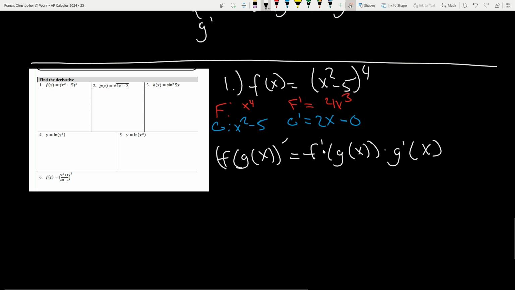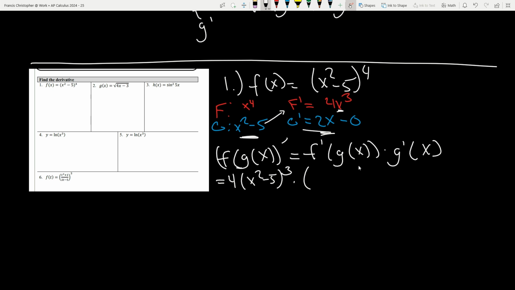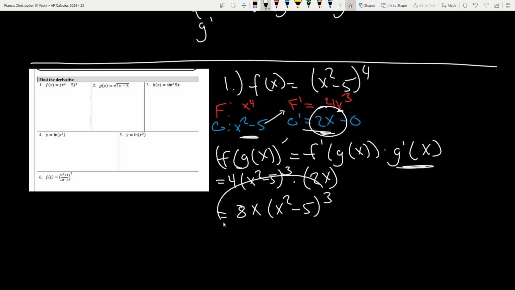So treating g as our input for f prime of x, we put this into here because g is our input. And that's going to be equal to 4 times, and everywhere I see an x, I'm going to put in g, which is x squared minus 5. And then this tells me to cube it. And then multiply by, don't forget, the g prime of x, which is 2x. And then I'm just going to simplify this to be 8x times x squared minus 5 cubed. And that's your answer.